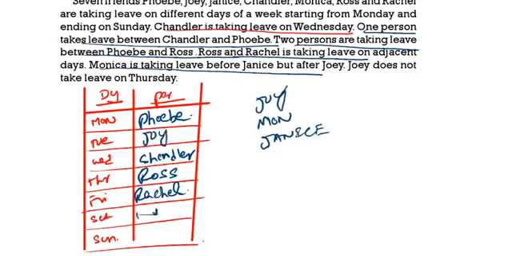This will be Monica. This will be Janice. So this is the correct arrangement. Joy does not take leave on Thursday. So Monday, Phoebe, Tuesday, Joy, Wednesday, Chandler, Thursday, Rose, Friday, Rachel, Saturday, Monica, Sunday is Janice. Now coming to the questions. Now we have to answer the questions.